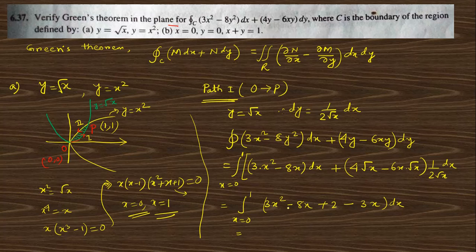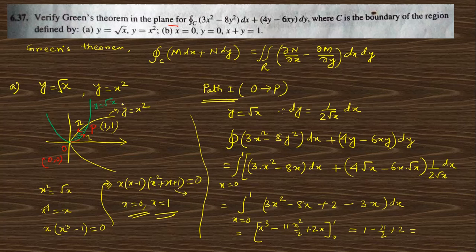So if we integrate, this is x cube, and this is 11 x square by 2, and 2x. Putting the limits 0 to 1, you will get 1 minus 11 by 2 plus 2, which gives 5 by 2. Is this okay? Is there anything wrong?